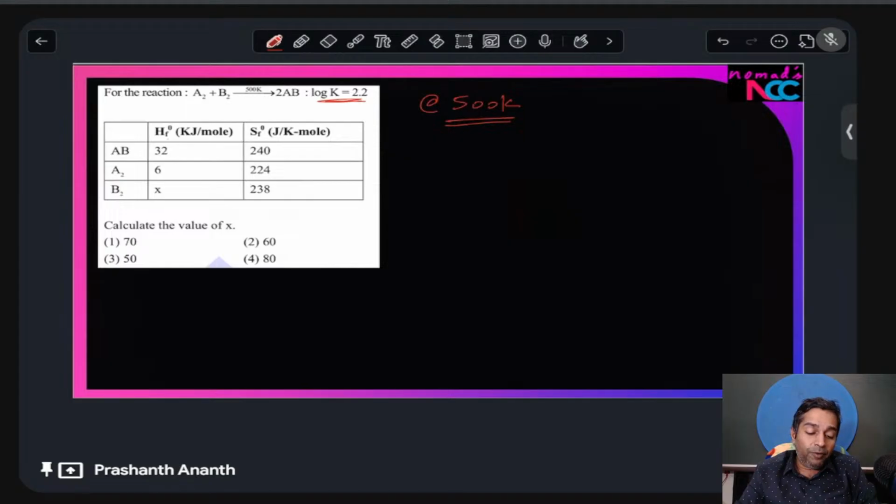They give me the enthalpy of formation and entropy of formation of each of the substances here. Calculate the value of X. Okay, they have not given this directly. That means we'll have to do it in this way here.